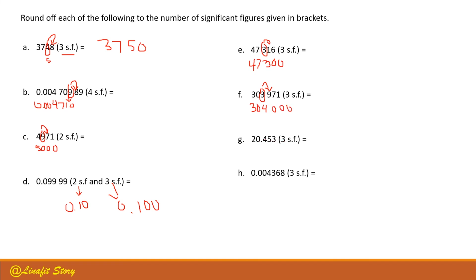20.453 to 3 significant figures. 1, 2, 3. After 4 is 5, so round up. 4 plus 1 is 5. So the answer is 20.5. 3 significant figures. Next, 0.004368 to 3 significant figures. 1, 2, 3. After 6 is 8, so round up. 6 plus 1 is 7. So the answer is 0.00437.